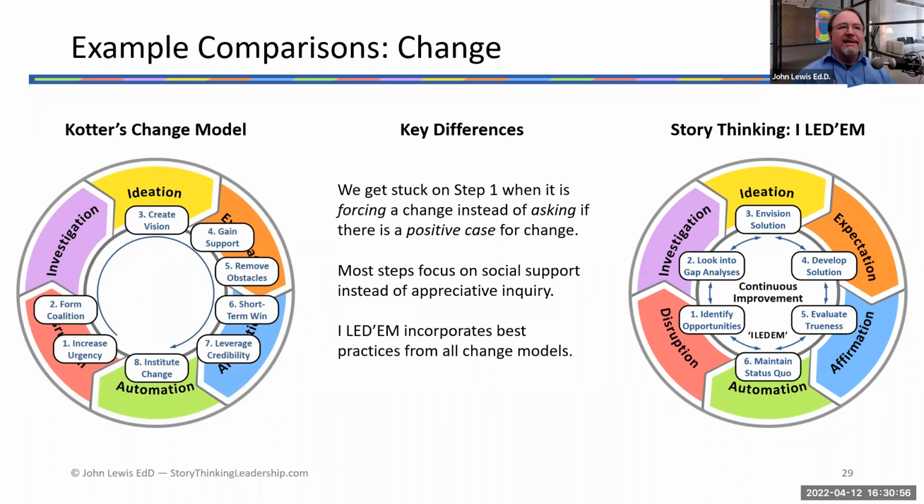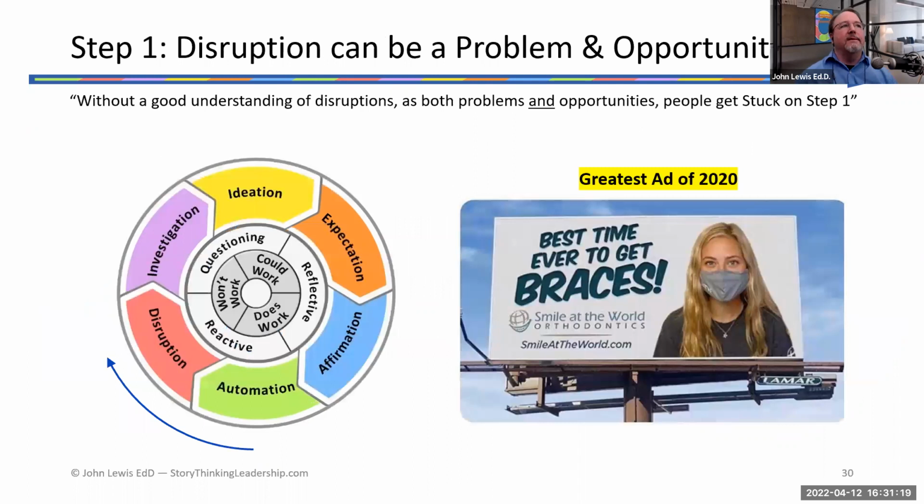So key differences. We get stuck on step one when it's forcing a change instead of asking if there's a positive case for change. Completely different approaches to step one. Most steps focus on social support instead of appreciative inquiry. And ILEDTHEM incorporates best practices from all change models operating off a story structure. The key one being that step one is where people get stuck.